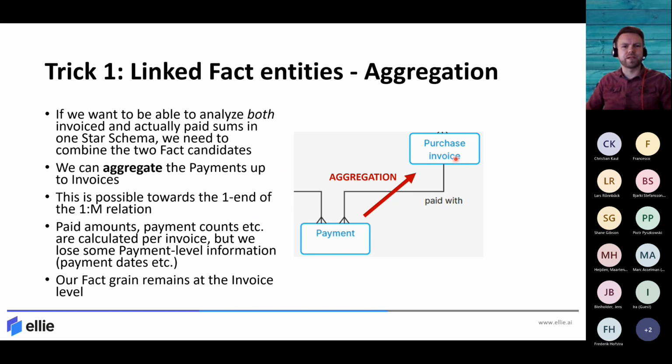You can't aggregate the dates. Maybe we would have the date of last payment or date of first payment. We could not have all the possible payment dates in the purchase invoice level. So we choose the grain, that's the purchase invoice grain, and then we aggregate whatever we can from the other fact. Again, a decision and design made on the conceptual level.